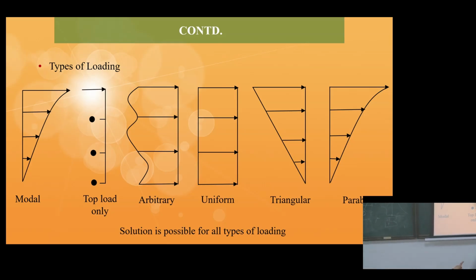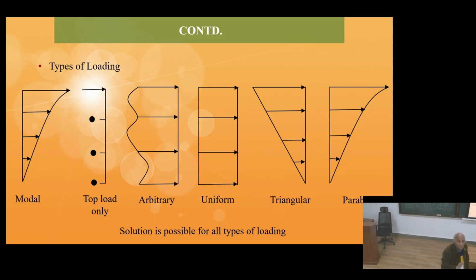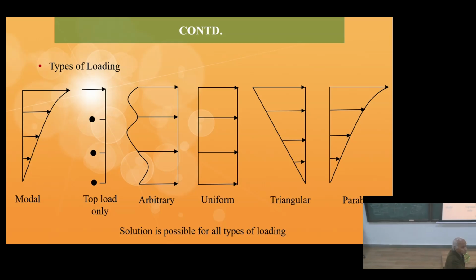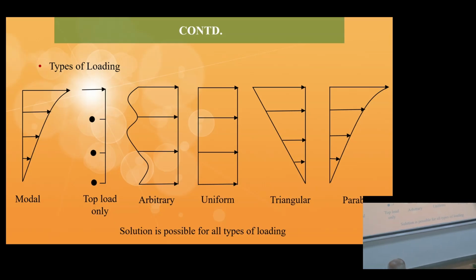Then you can have a uniform loading, same load all through. Then you can have a triangular loading, triangular variation. Then you can have parabolic variation. So different kinds of variations of loading are possible, including a single load. And the last one is called a modal load.